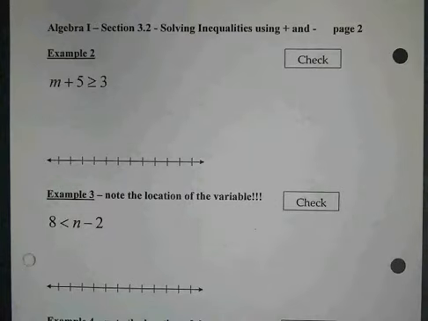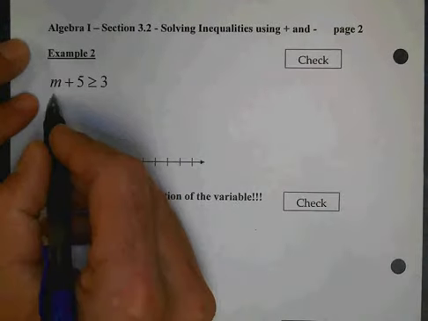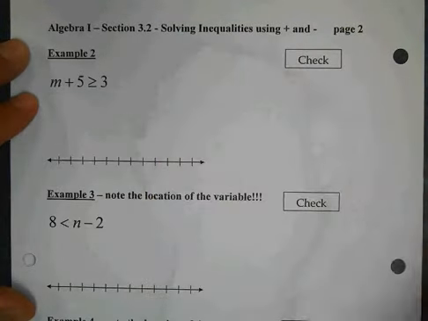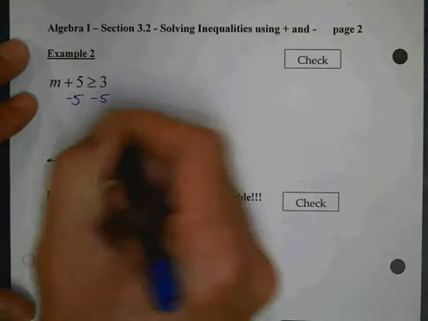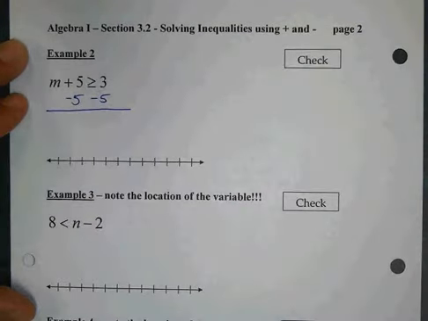Right, so second page. Let's just take a look at these. Let's move through these, and hopefully it will not be anything fancy. We got to get the m by itself. What am I going to do? Okay, subtract 5. Thank you, Jalan. So I subtract 5 from both sides, just like that.